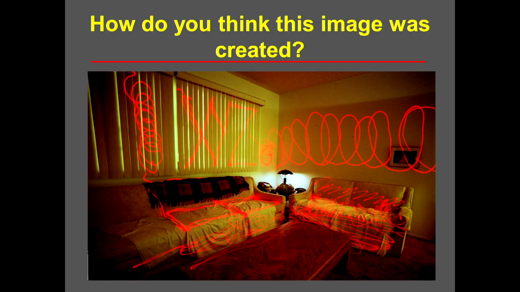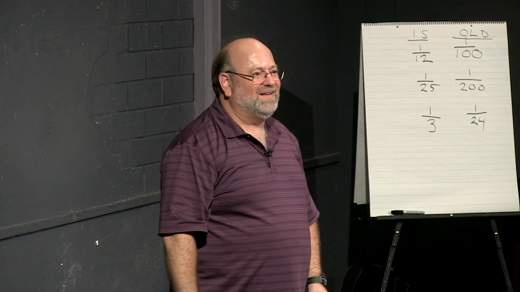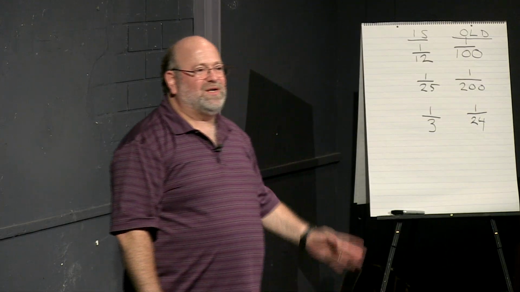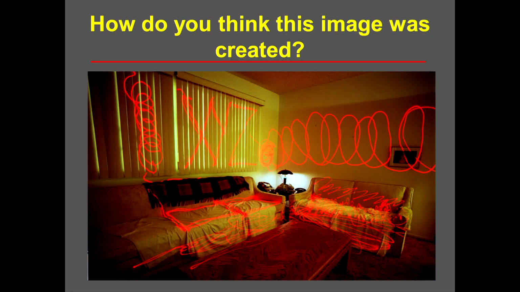How do you think this image was created? Paint. That's wrong, but it's a good guess. Somebody with a light moving it around. Yeah, I put the camera on a tripod, kept the shutter open for a long time in a dark room, and I took a laser pointer.